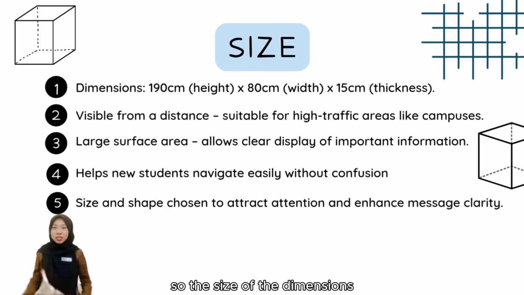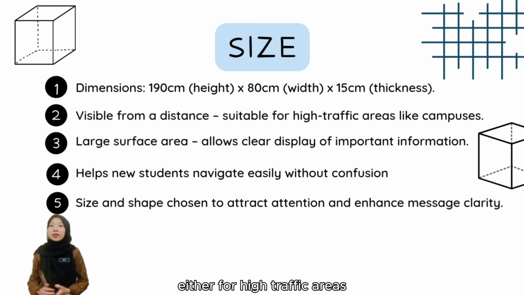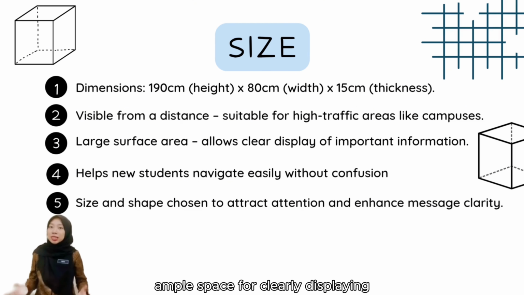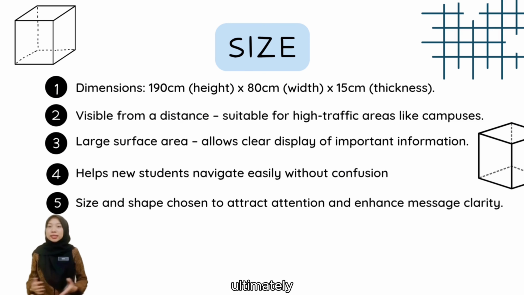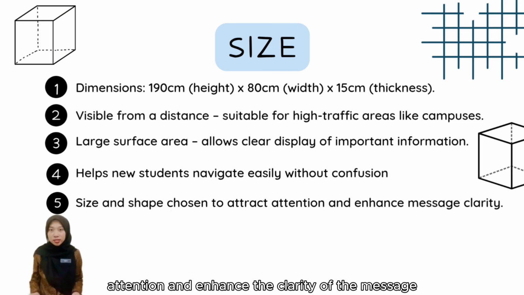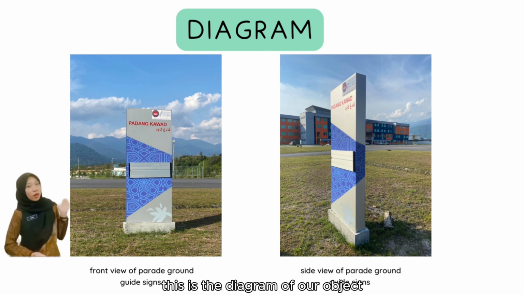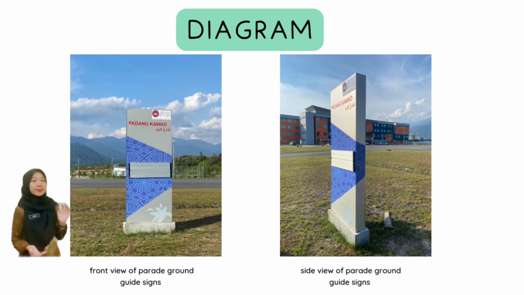The size of the dimensions of the guide signs makes them easily visible from a distance, ideal for high traffic areas. This large surface also provides ample space for clearly displaying important information, helping new students navigate without confusion. Ultimately, the size and chosen shape are designed to attract attention and enhance the clarity of the message being conveyed. So this is the diagram of our object from front view and from side view.